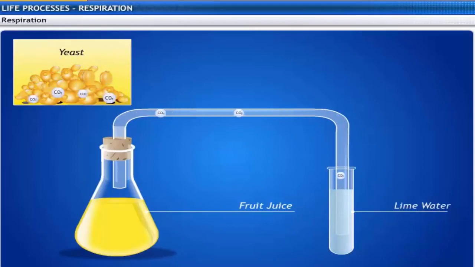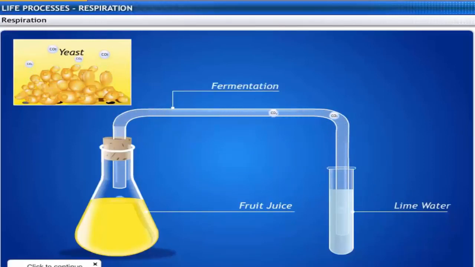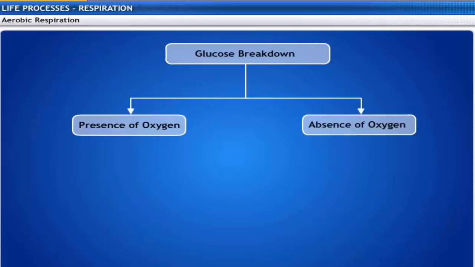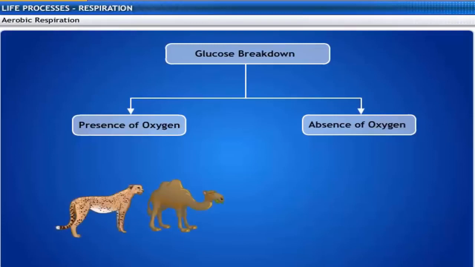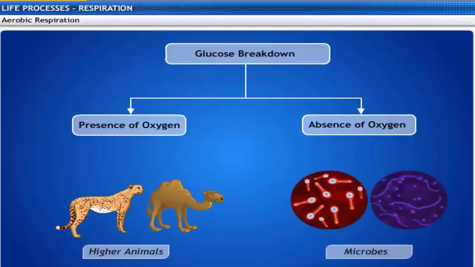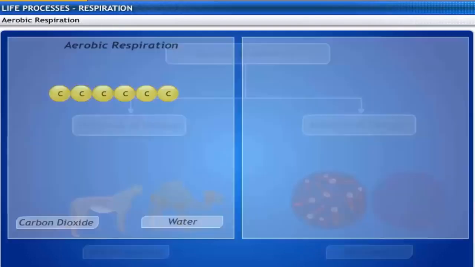From this activity, you can conclude that microorganisms release carbon dioxide. Yeast acted on the sugar present in the fruit juice and released carbon dioxide. This process is called fermentation. Glucose can be broken down both in the presence or in the absence of oxygen. All higher animals need oxygen to break down glucose, while some microbes break down glucose in the absence of oxygen.